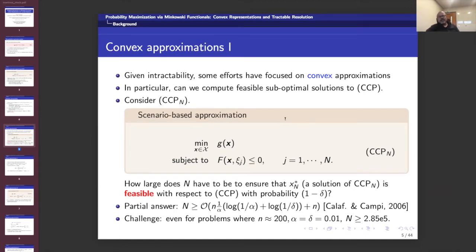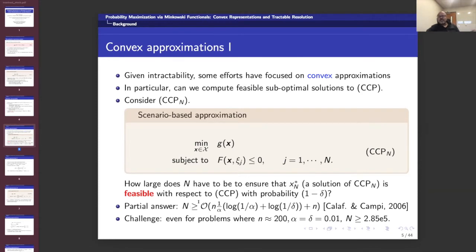One avenue has focused on using scenario-based approximations, and the precise question here is: if you replace the chance constraint by an approximation where you have N realizations of the random variable, and you introduce these constraints f(x, zeta_j) for j from 1 to N, how large does N have to be to ensure that x*_N, a solution of CCP_N, is feasible with respect to the original problem with a suitably defined probability?